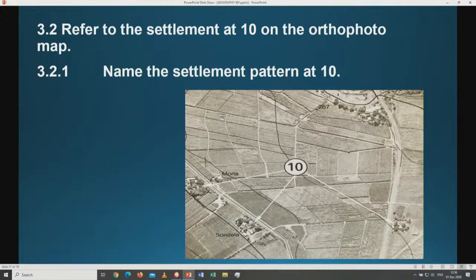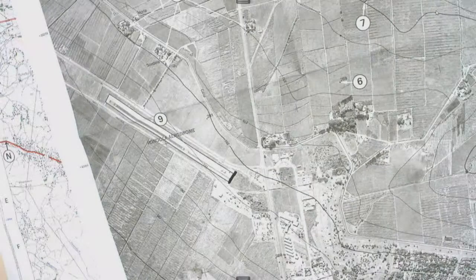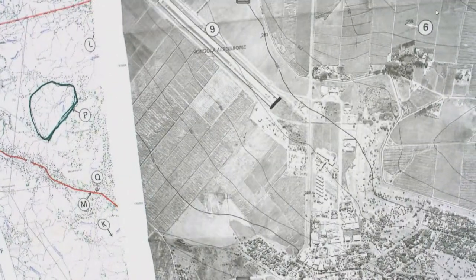Now when you look at this one on your map, you can see that this settlement pattern, the buildings or the settlements are far away from each other. So this means that this now becomes your what? Because the question says you must name the settlement pattern. Which pattern is this one? If you remember your settlement patterns. Let me just zoom it in here for you on the map.